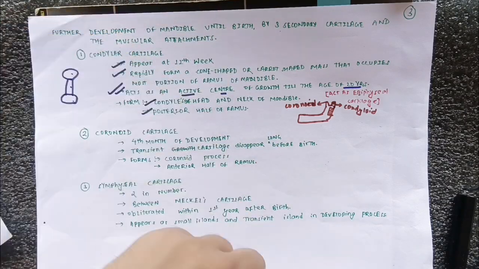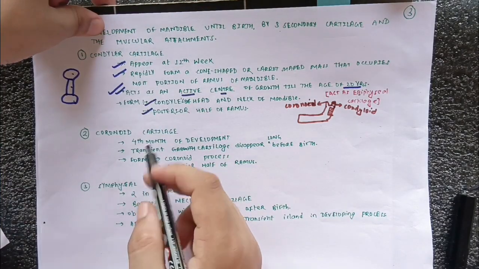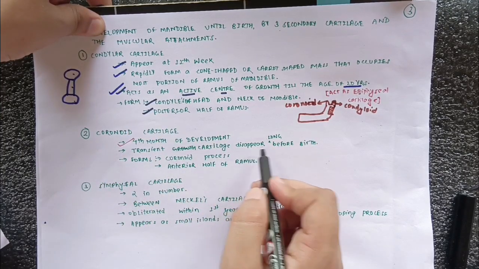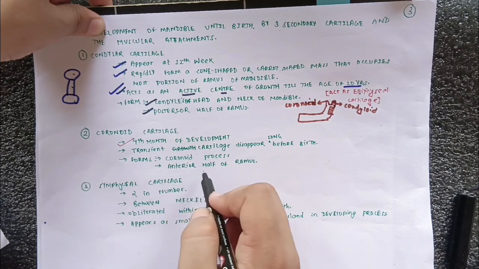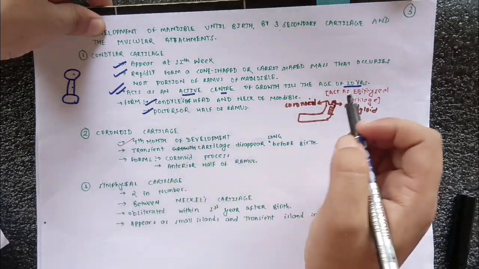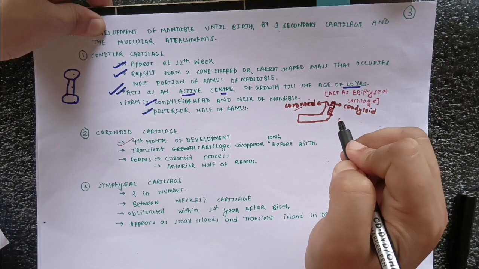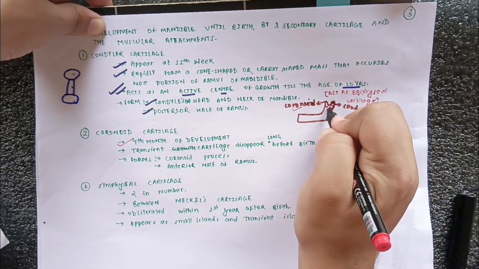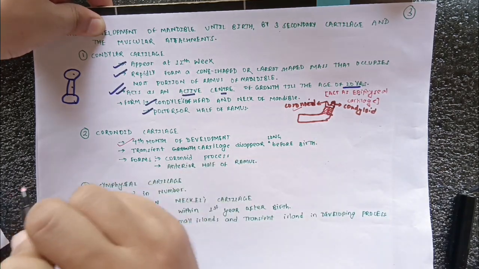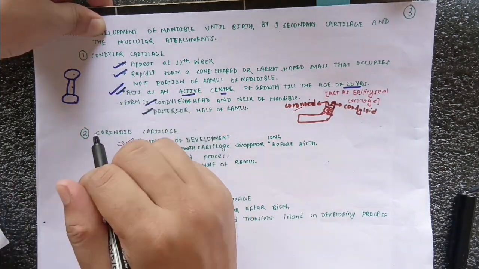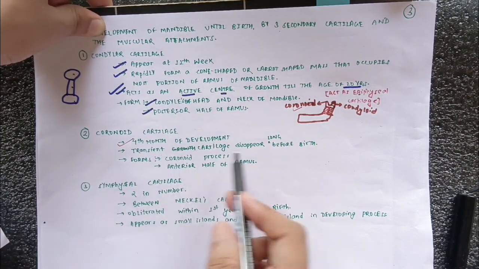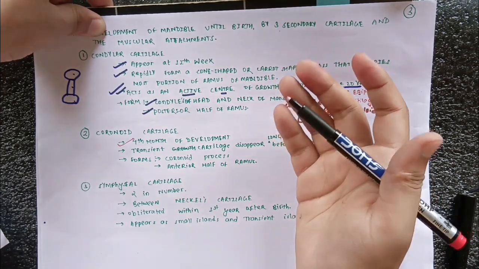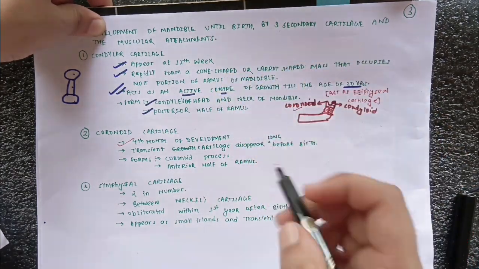And for coronoid cartilage, as I have written here, at the 4th month of development, this transient cartilage disappears long before the birth, and forms the coronoid process and the anterior half. So I will explain this. The coronoid cartilage forms particularly the coronoid process in the mandible and the anterior half of the ramus of the mandible, and the posterior half is formed by the condylar cartilage. As I have written, it is a transient cartilage and disappears long before the birth. It is formed for a small time period and disappears before the birth itself.